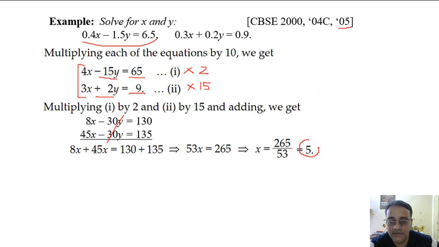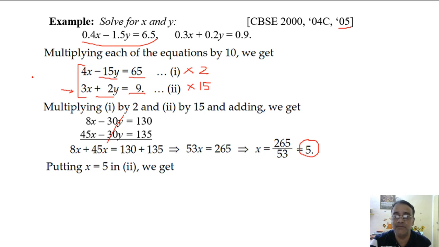Now this value, 5, we have to substitute in any one equation. So we are going to substitute in the second one. Why second, why not the first equation? Because in the second equation we have plus signs. These small things you have to keep in your mind. Otherwise we can substitute in the first equation also, but because of the minus sign some students may make a mistake. So you have to decide in which equation to substitute. Here all signs are plus, so I am going to substitute here.